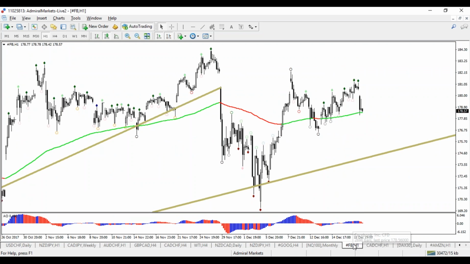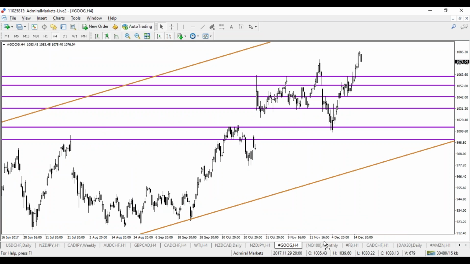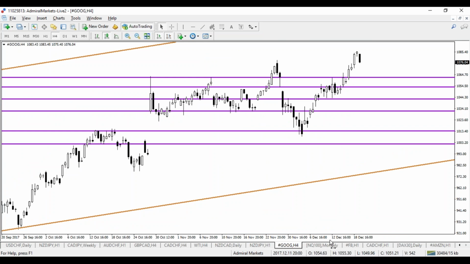Here are some stock indices. Amazon, Facebook, Google made a higher high.